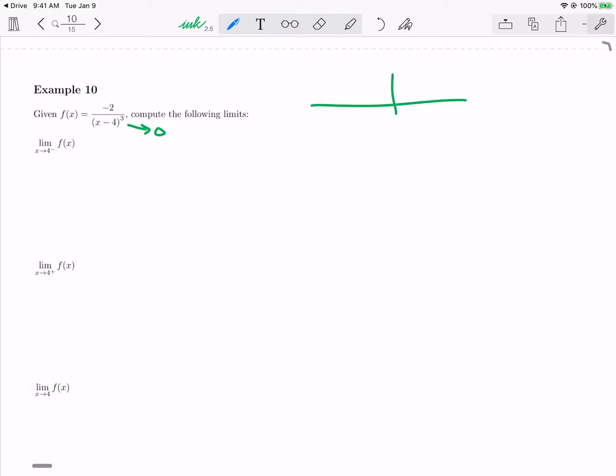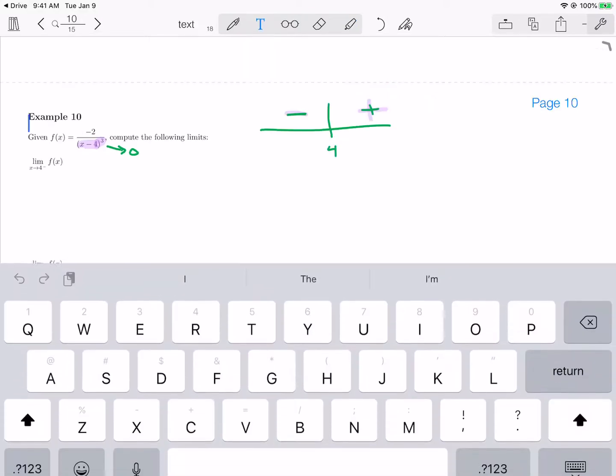Sometimes it helps certain people to make a number line. If I'm to the left of 4, then I want to think about what this x minus 4 quantity is going to evaluate to. I really just care about whether it's positive or negative. So to the left of 4, you can think of plugging in a number like 3.999, and if you subtract 4 from that number, you're going to get negative. And from the right, you're going to get positive. And then we're cubing that result. Well, if you cube a negative, it stays negative. If you cube a positive, it stays positive.